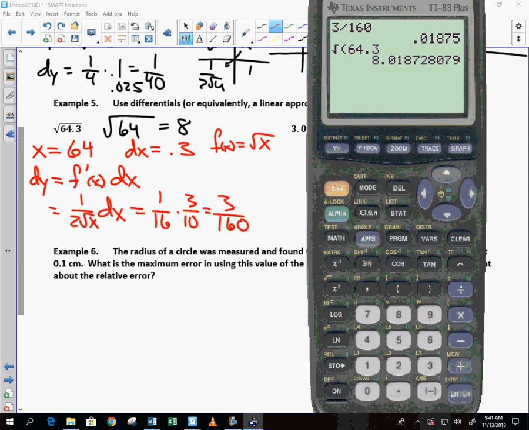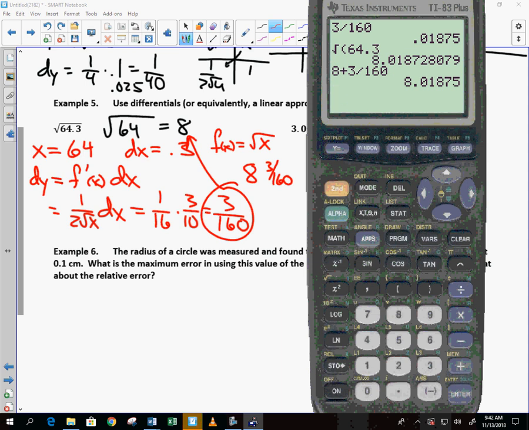Exactly. This is dy. It's what we add on to this. Right? We know the square root of 64 is 8. This is then the change in y. So we should have about 8 and 3 over 160. That should be the result. That's an approximation for the square root of 64.3. Okay? So let's try that. 8 plus 3 divided by 160. And let's see how close those are. What do you think?